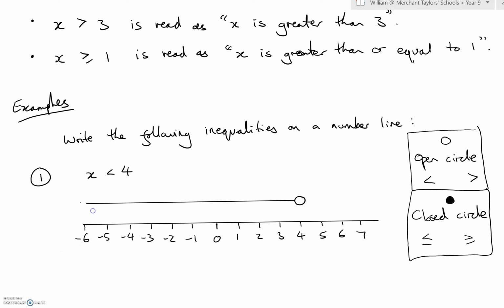And this indicates I'm allowed any value, all these values where the arrow is pointing, anything less than 4. So all these values here are less than 4. Not allowed this side of it because they're all bigger than 4. So an open circle because it's a strict inequality, and then an arrow in the direction of the values you want.